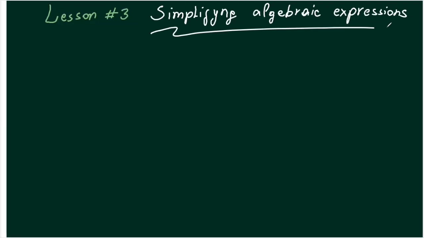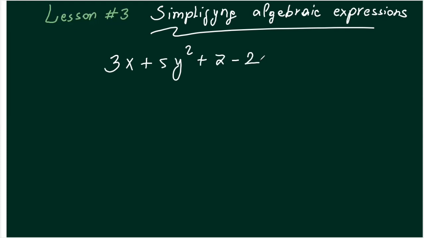Now, as we said before in our previous lesson, an algebraic expression is a collection of numbers, variables, operators, and grouping symbols, just like this: 3 times x plus 5 times y to the second power plus z minus 2. This is an algebraic expression.